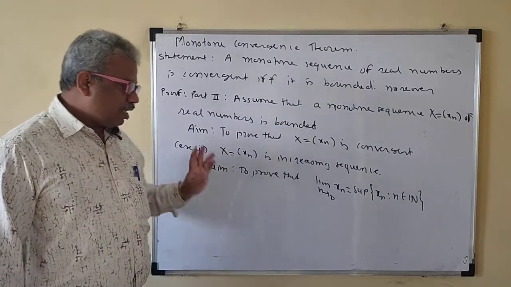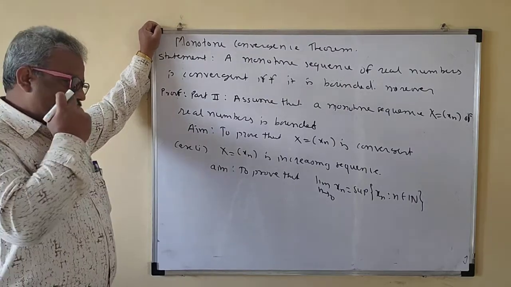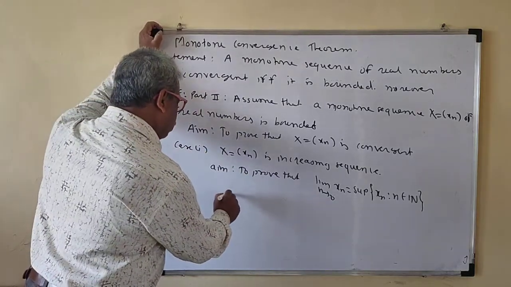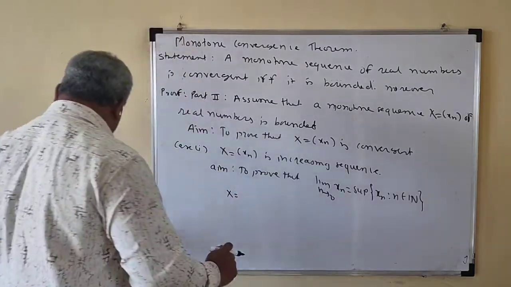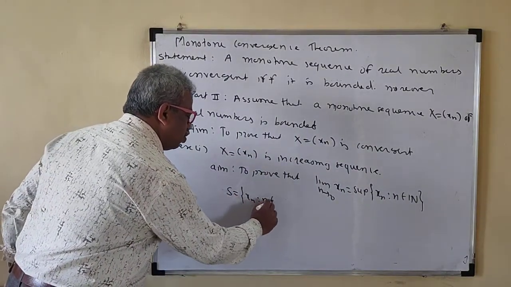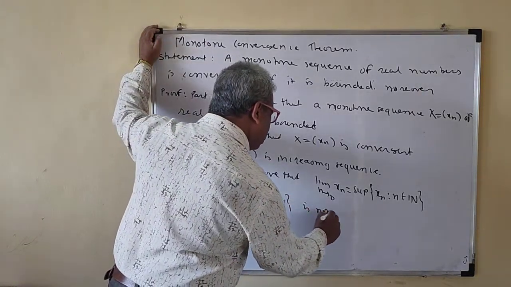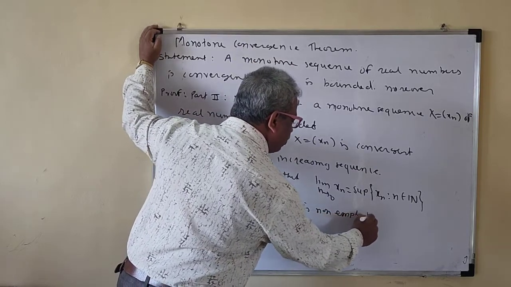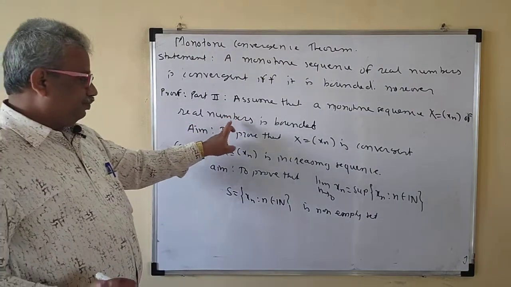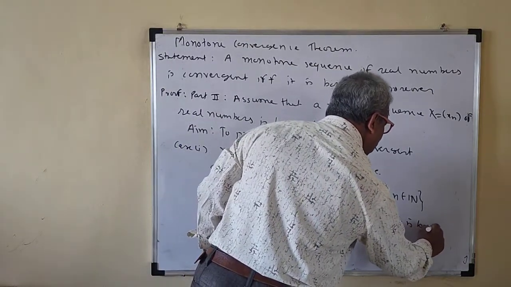So what is our aim? To prove that the limit as n tends to infinity of xn exists, that means we have to prove the sequence xn is convergent. Let us say S is the set of xn, n belongs to N. This is a non-empty set, and we are given that it is bounded.